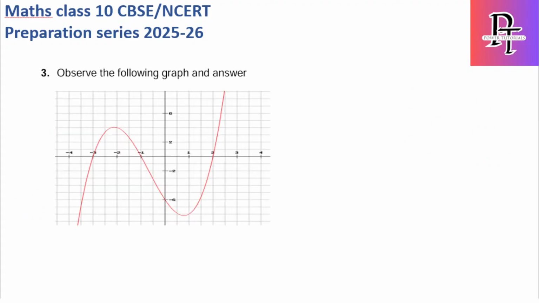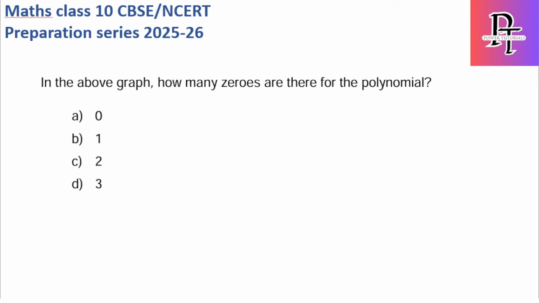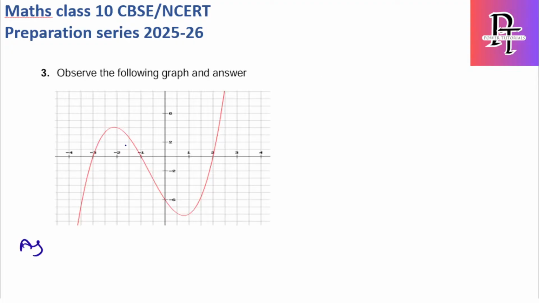Okay. Let's see the third one. Observe the following graph and answer. Okay, we need to answer in the next slide. In the above graph, how many zeros are there? So if you notice how many times the graph is intersecting the x-axis, those are the number of zeros. Here there is 1, 2 and 3. So total 3 zeros are present.